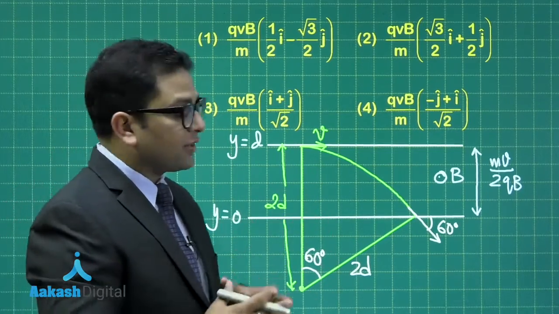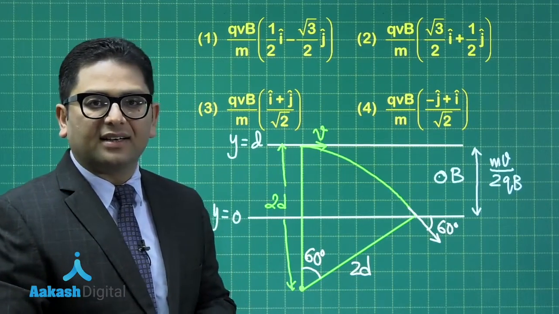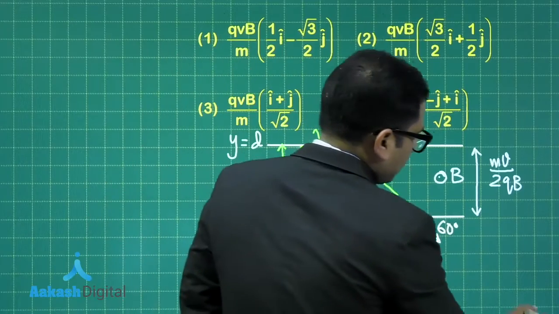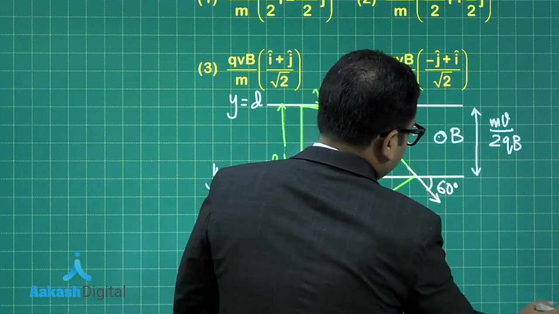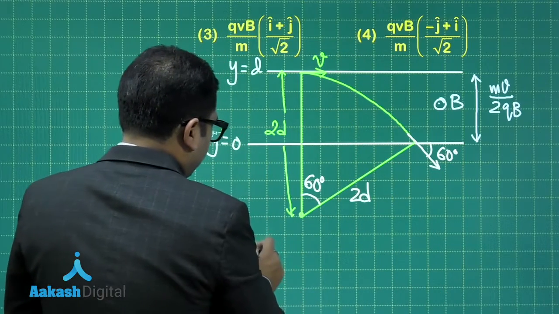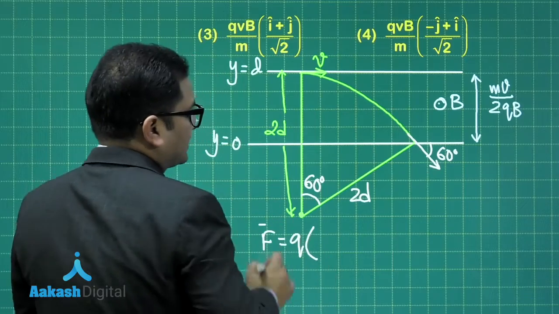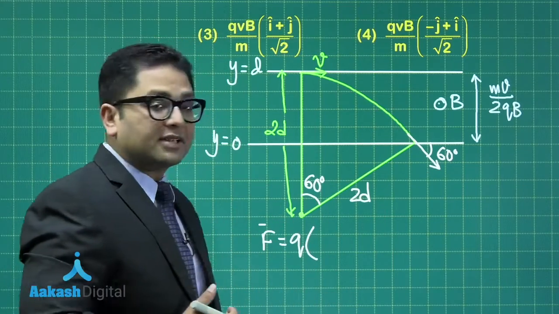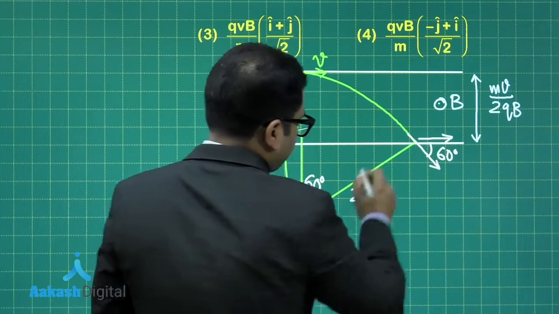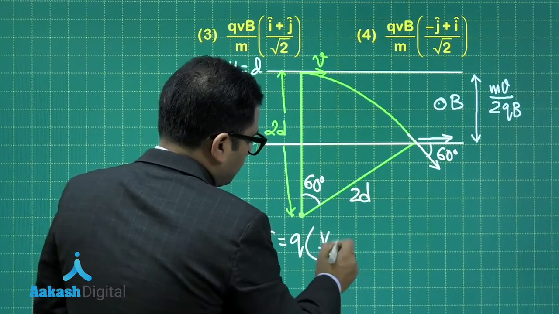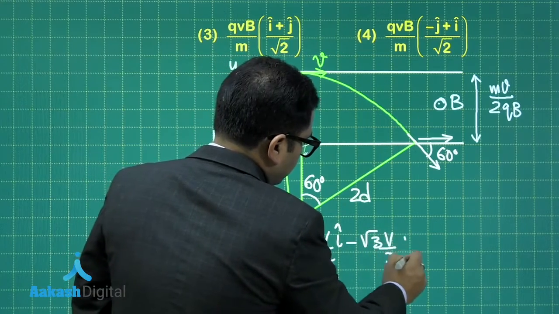So this is the point of emergence. And now I need to calculate the acceleration here. In order to calculate the acceleration, what I will be doing is something like this. I'll be calculating the force, which is Q times velocity. Let me write it in a resolved way. So that's V cos 60 in this direction. So that's V by 2 i cap minus root 3 V by 2 j cap.